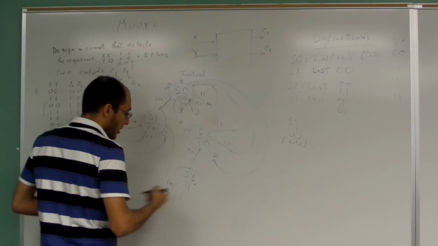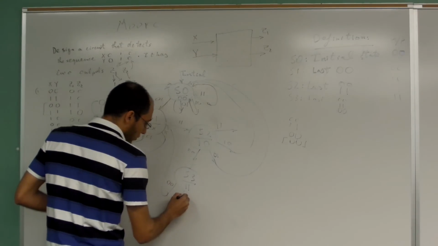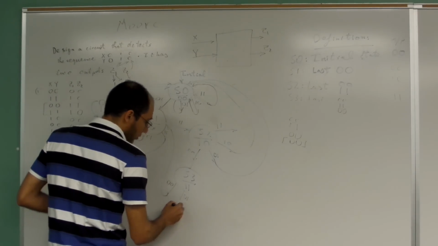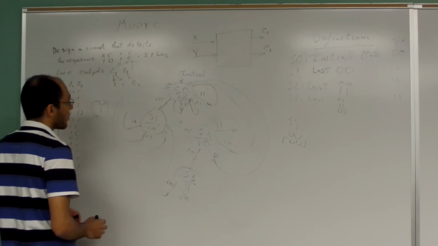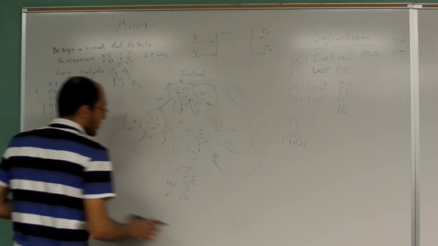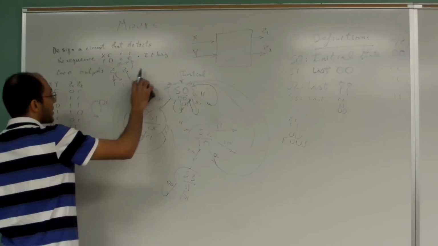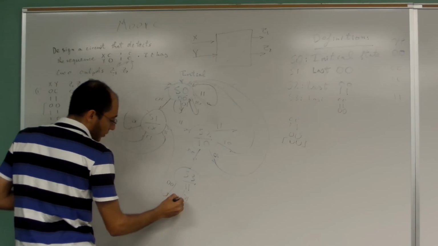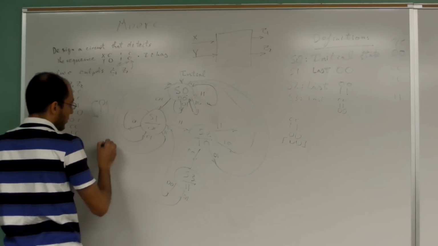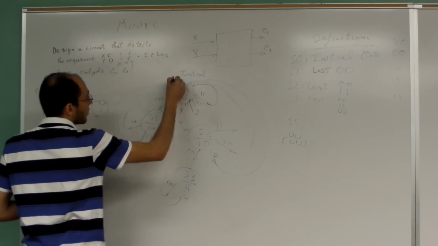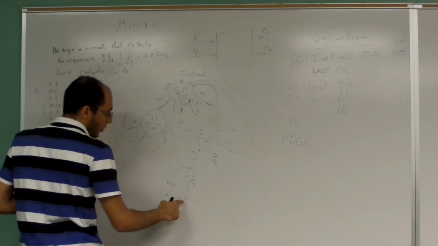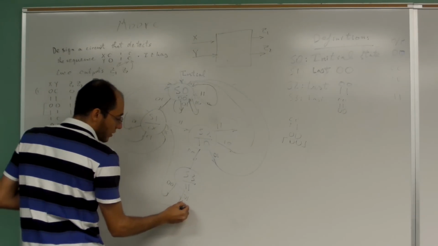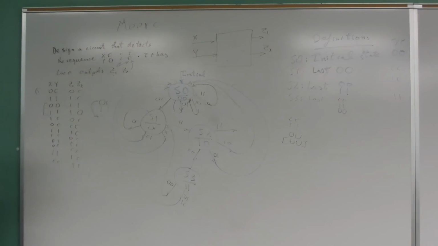We need also to take into consideration the 0, 1 case. Where does the 0, 1 case go? It needs to go back to the reset state. Why? Because 0, 1 is not a part of the sequence. Similarly, whether it's a 0, 1 or a 1, 0, in both cases, you go to state S0.